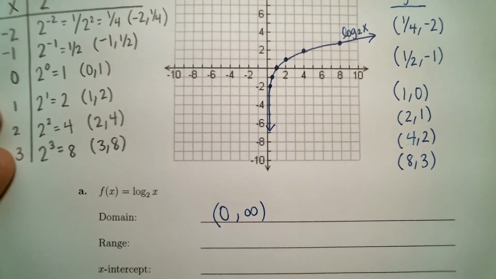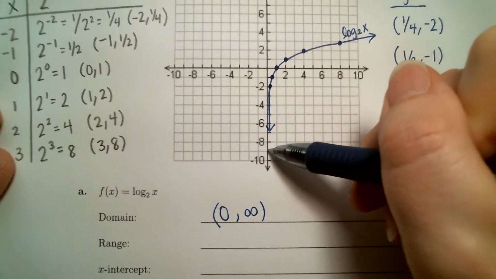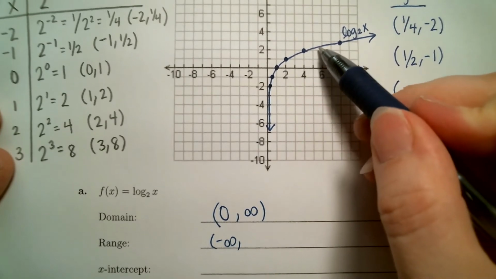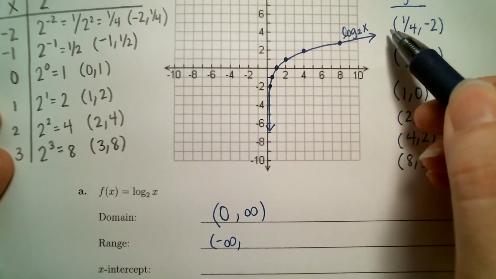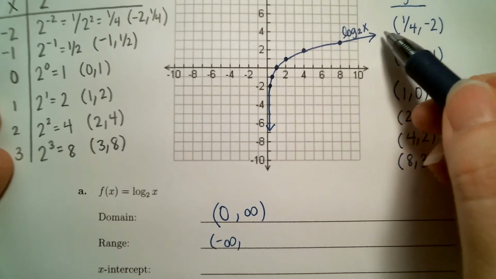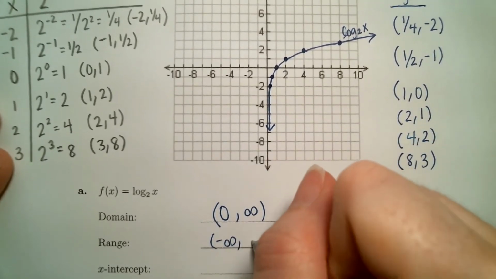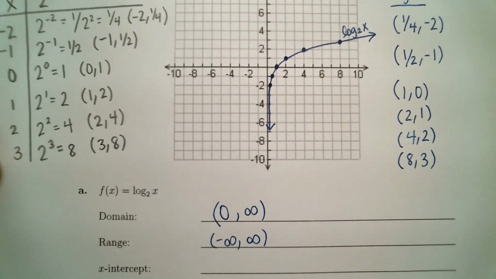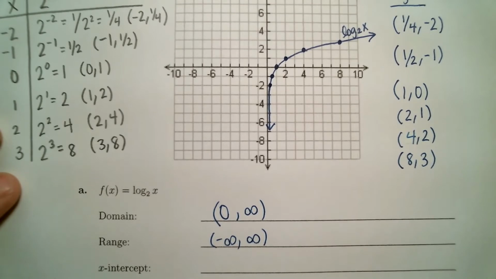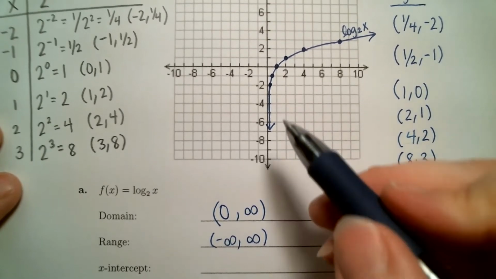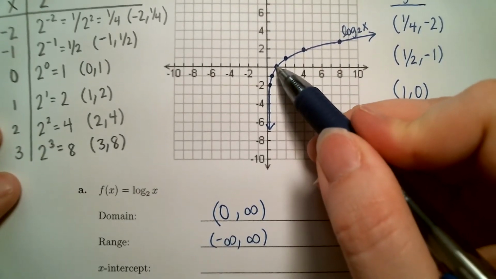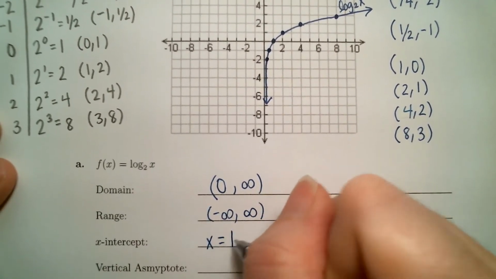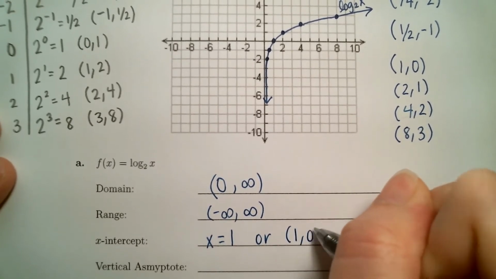The range. The lowest point on the graph is negative infinity. And remember what I told you: this graph is climbing, but it is very slow. Eventually, it will climb up to positive infinity. It's going to take forever, but eventually it will get there. So the high point will be positive infinity. So the range is all real numbers. The x-intercept: this graph's x-intercept is right here at 1, 0. So you can either write x equals 1, or you can give me the ordered pair 1, 0.